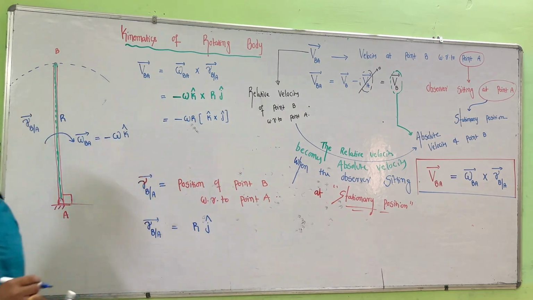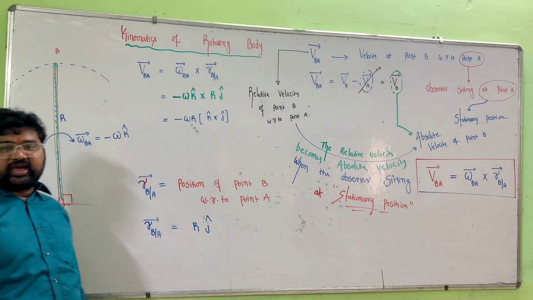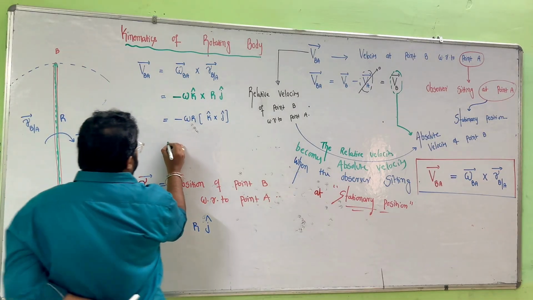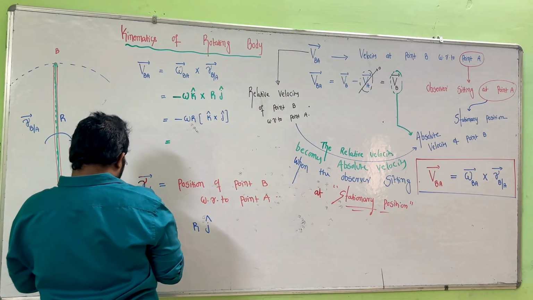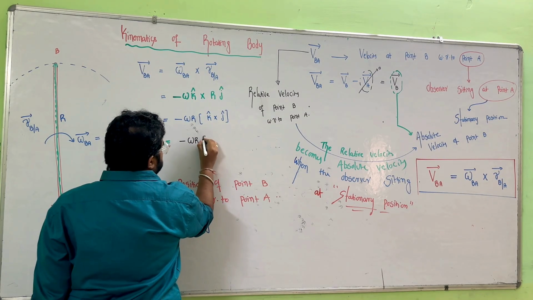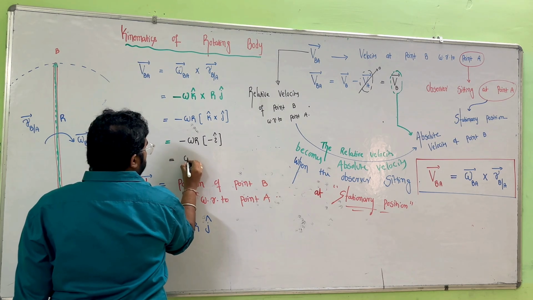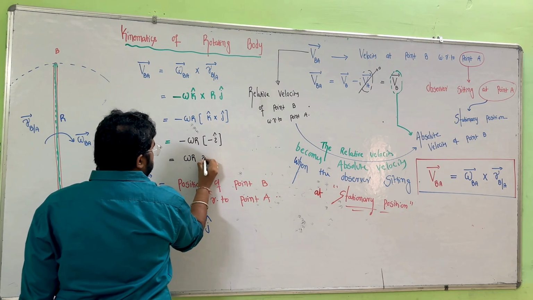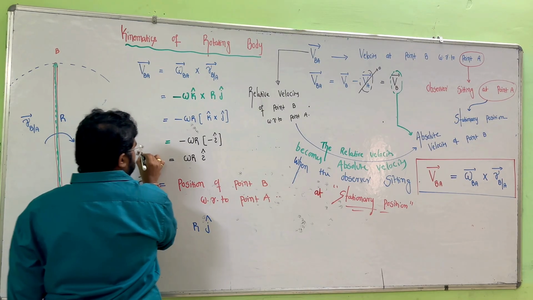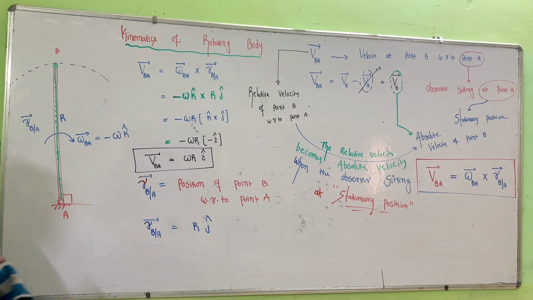K cap cross j cap is how much? Minus i cap. So minus omega R times minus i cap, minus into minus plus, omega R i cap. Velocity at point B with respect to point A, it is along which direction? I cap direction.